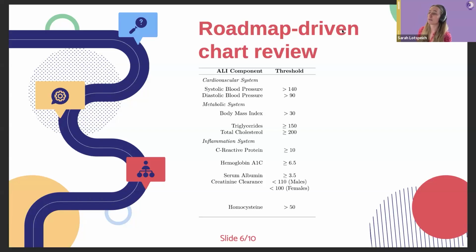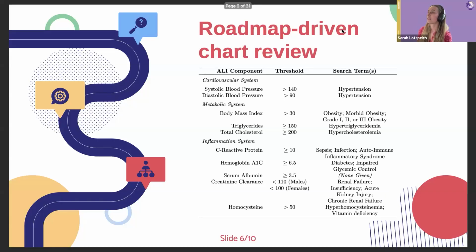We can't find a lab that was never run, but we were trying to figure out if there were additional sources of information in the electronic chart that could help us understand the underlying kind of decision making. And so they came up with search terms for 9 of the 10 components. Serum albumin was kind of tricky.